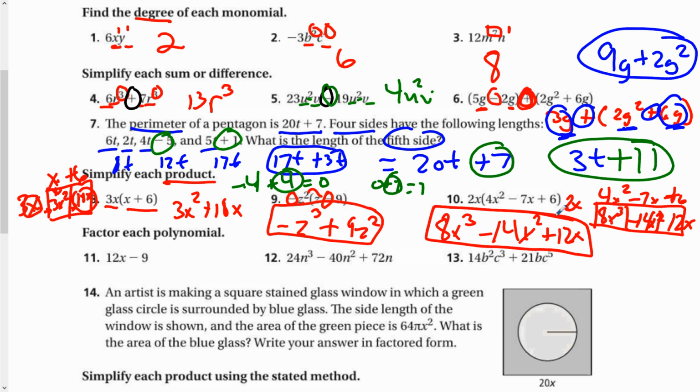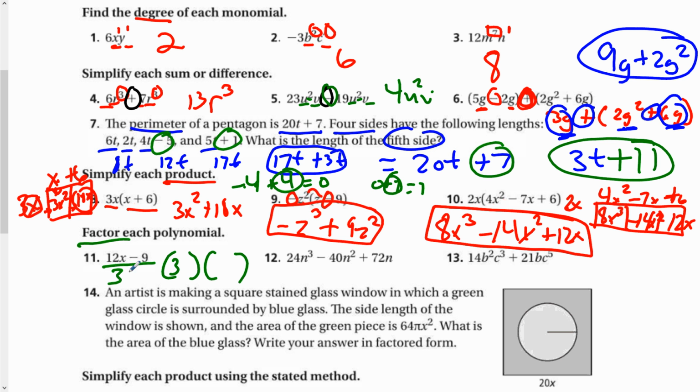Now factoring is division, right? I want to divide out. I want to know what are the factors. What times what gets me 12x minus 9? So that means I'm dividing by that greatest common factor. So what goes into both 12 and 9? 3. So I can pull out a 3.